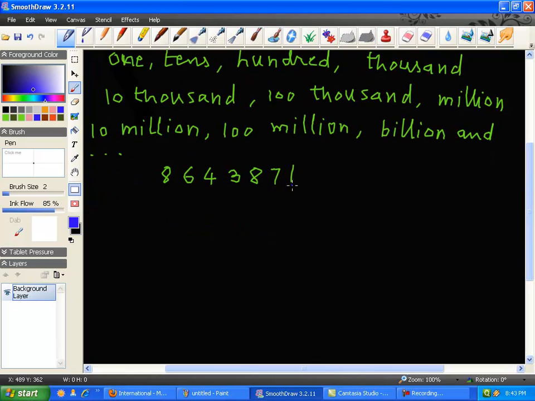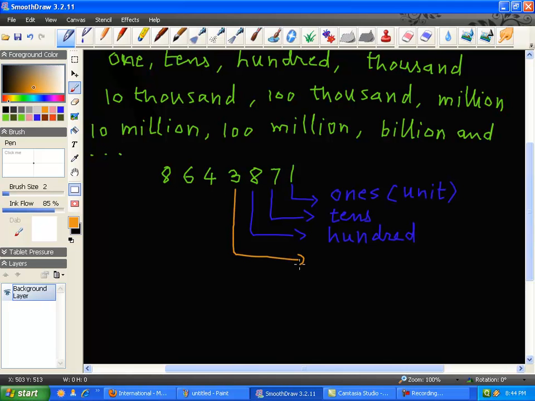8, 6, 4, 3, 8, 7, 1. Here, 1 is at 1's place or unit place. 7 is at 10's place. 8 is at 100 place. 3 is at 1000 place.